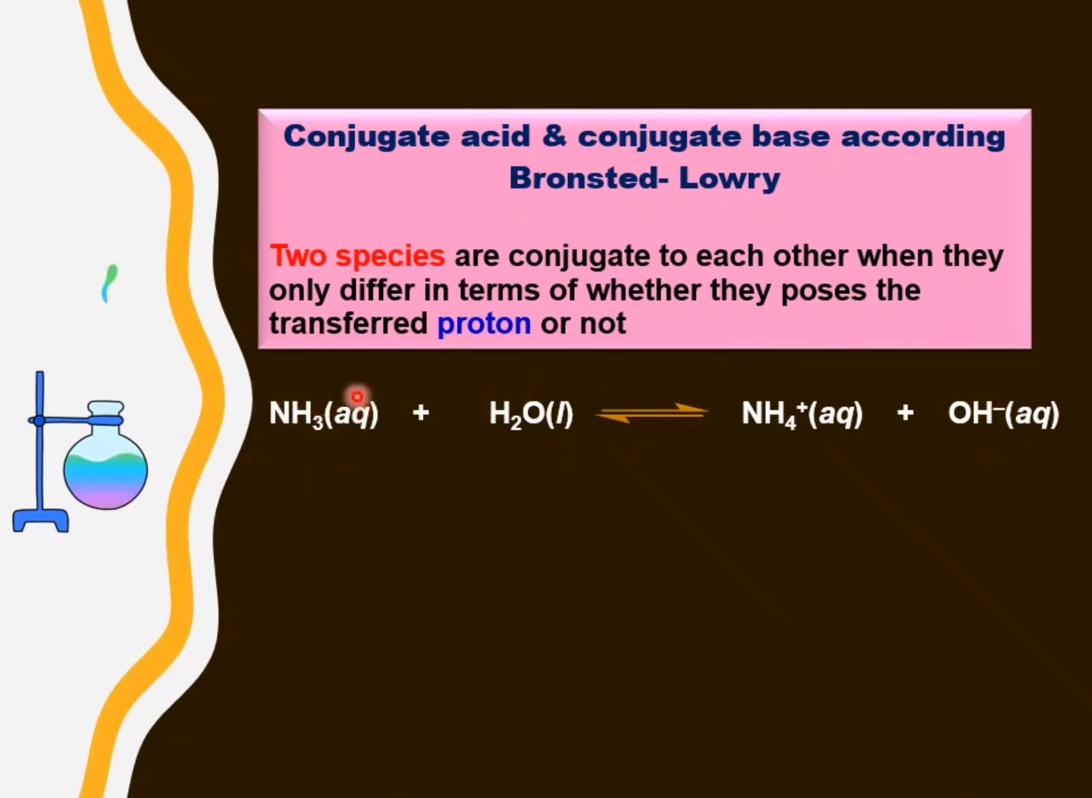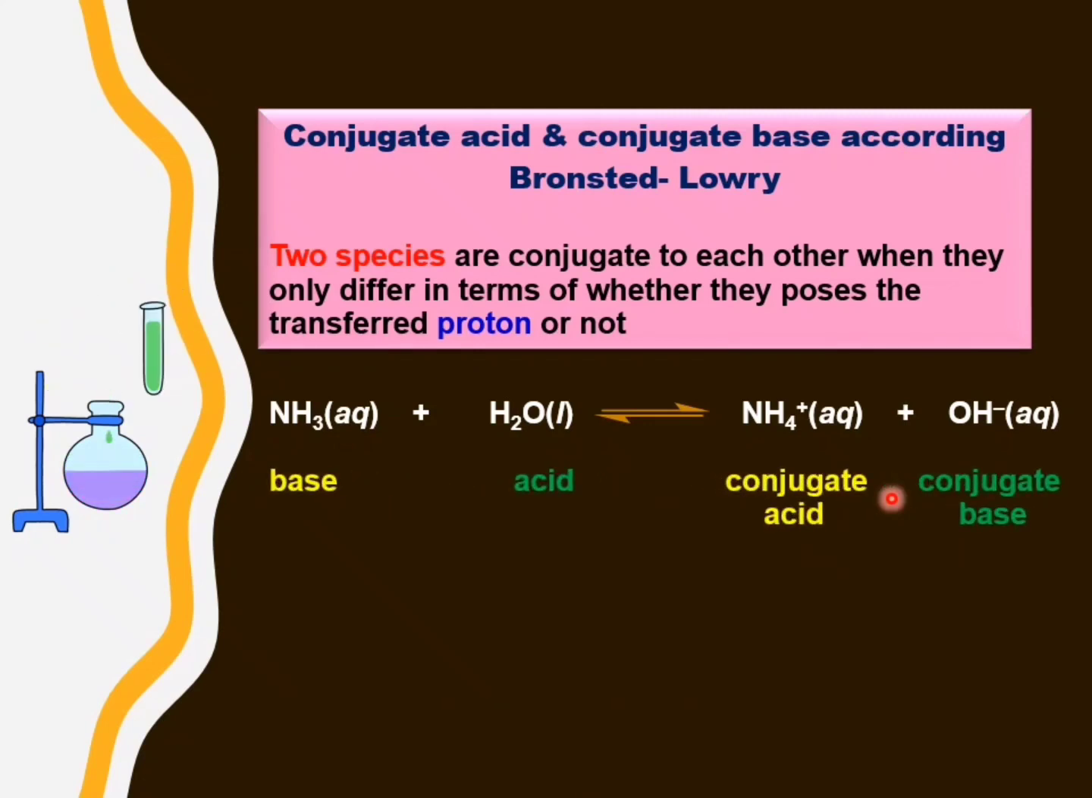So NH3 ni akan jadi sebagai apa? So dia accept proton. So accept proton, NH3 should be our base, while H2O should be our acid. Okay? And look at the product. The product also we can classify as conjugate acid for NH4 plus and OH minus conjugate base.